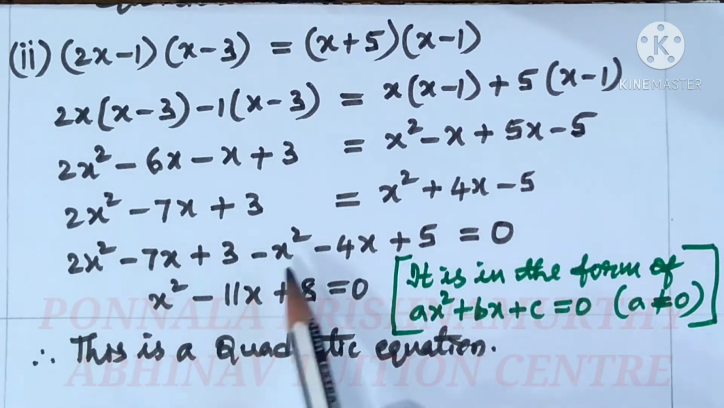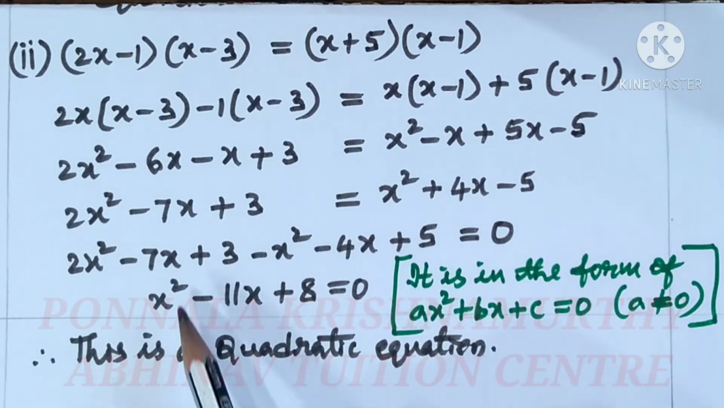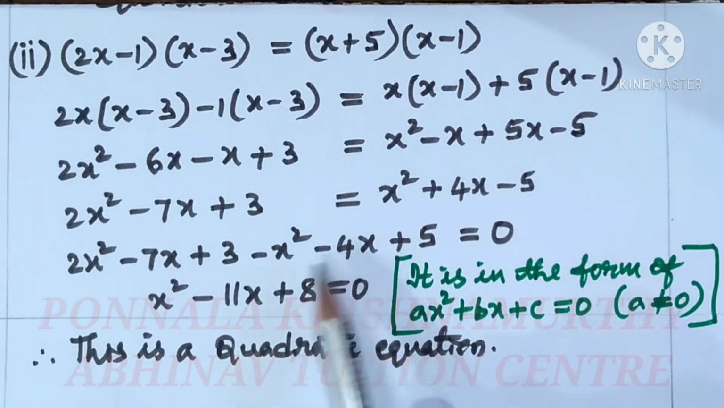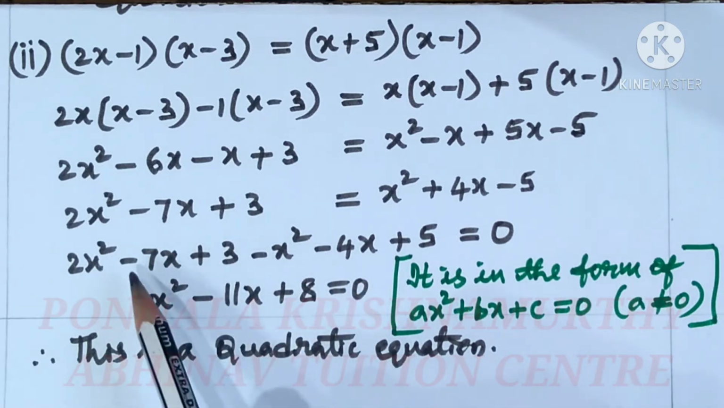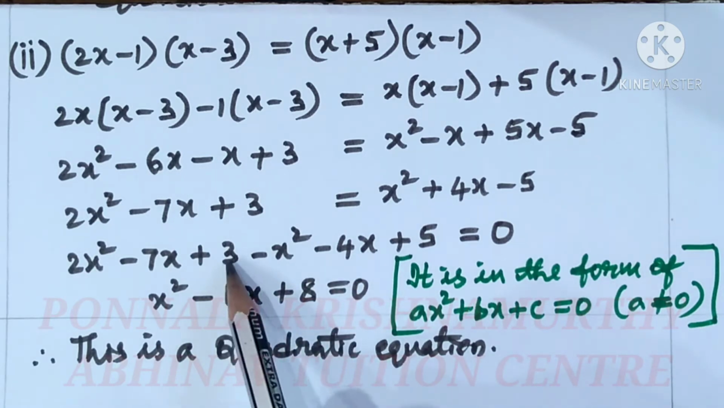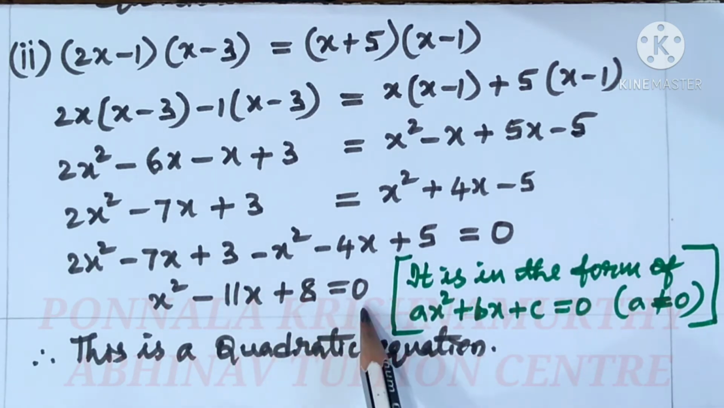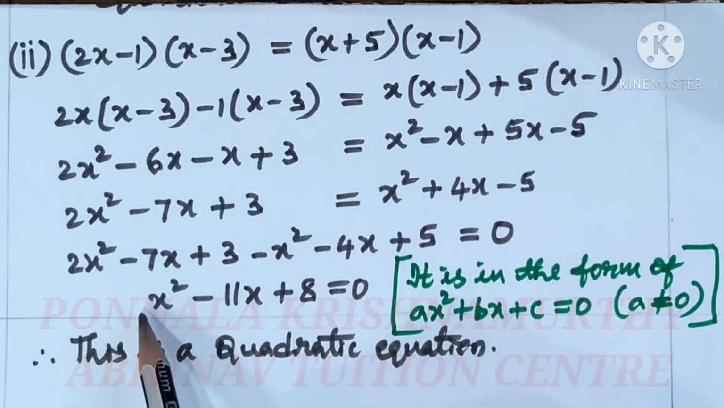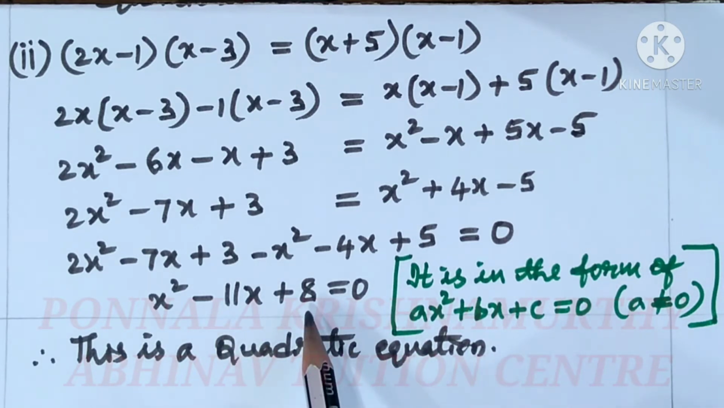Now 2x square minus x square is x square, minus 7x minus 4x. Same signs, addition, same sign. So minus 11x plus 3 plus 5, 8, equal to 0. It is in the form of ax square plus bx plus c equal to 0. Here a is 1, b is minus 11 and c is 8, where a is not equal to 0. This is a quadratic equation.